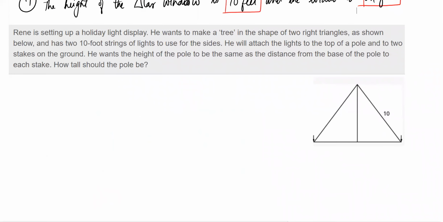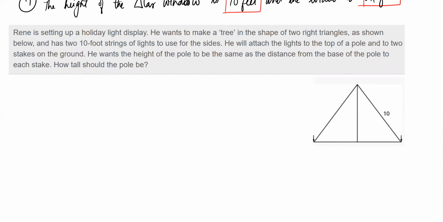Okay, Rene is setting up a holiday light display. He wants to make a tree in the shape of two right triangles as shown below, and has two 10-foot strings of lights to use for the sides. He will attach the lights to the top of a pole and two stakes on the ground. He wants the height of the pole to be the same as the distance from the base of the pole to each stake. How tall should the pole be? Okay, let's take it step by step.